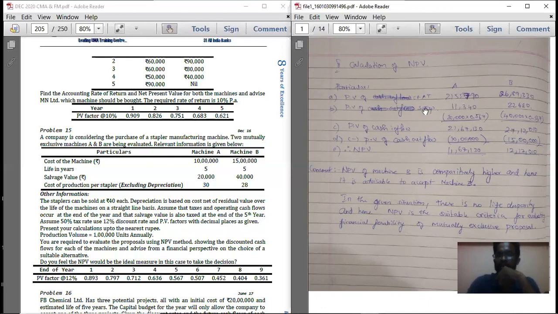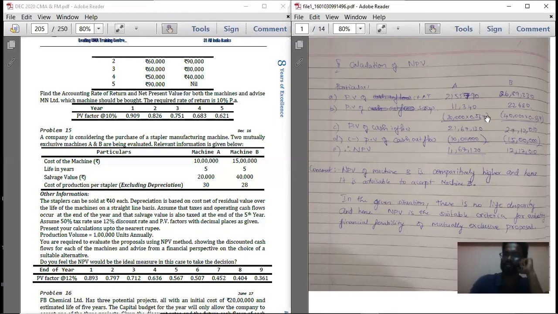Come to machine A. Below that present value of scrap, in the machine A column itself, below that line, record how much is the present value. 20,000 you are going to receive at the end of the 5th year, for 12% at the end of the 5th year how much? 0.567. So that is the present value factor. So below that record 20,000 into 0.567.